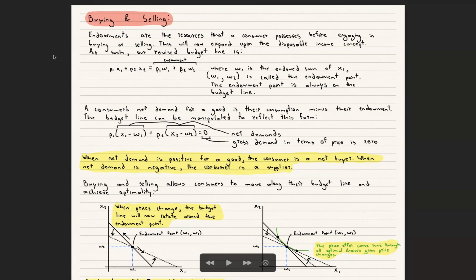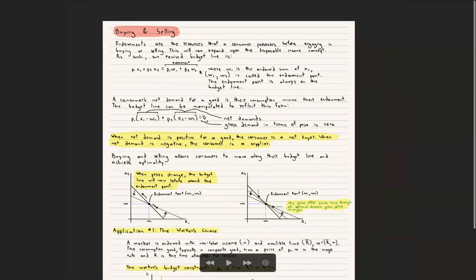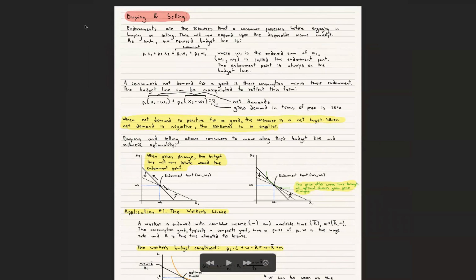The idea here is that we can actually move along the budget line itself, rather than just having to stay at a certain spot. A consumer's net demand for a good is their consumption minus their endowment. The budget line can then be manipulated to reflect this form, the formula that we have right here, where these are net demand functions for good 1 and good 2. And then your gross demand in terms of price is always going to be equal to 0.